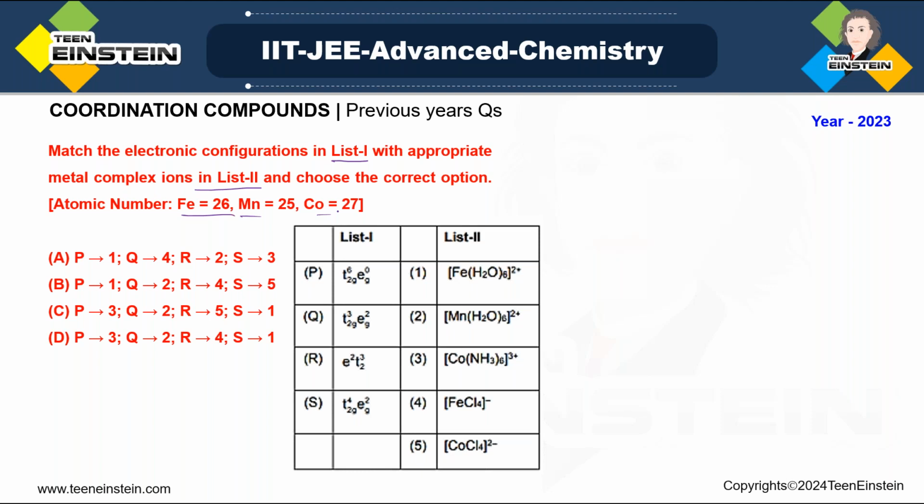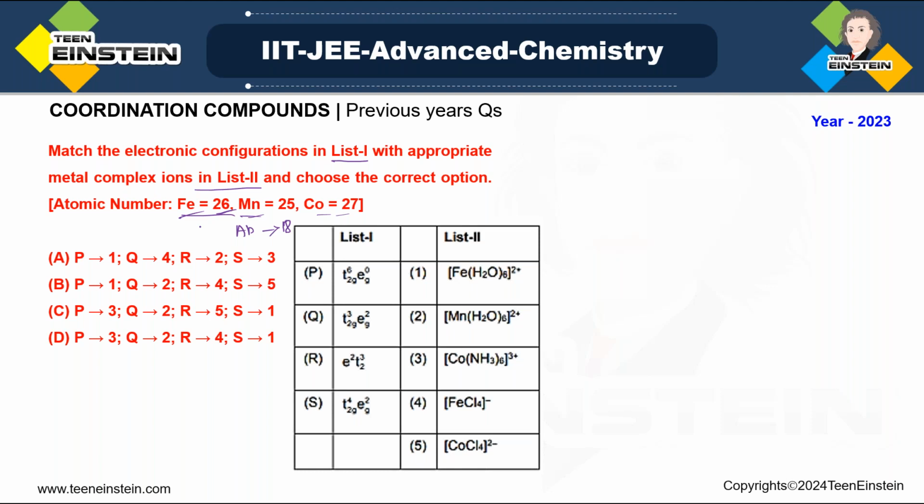The last fully filled noble gas for this 3d, that is the first transition series, is basically argon. Now for argon, atomic number is 18. So if you subtract 18 from 26, you will get how many electrons you have to consider after argon. So that is the reason why it is given.